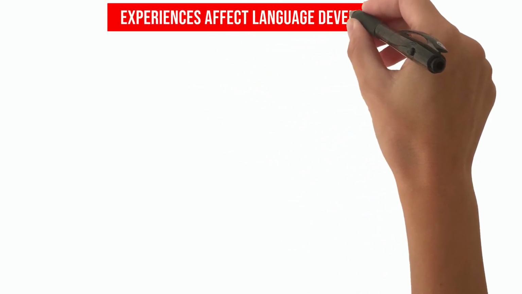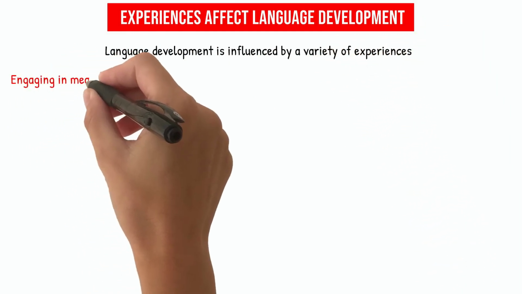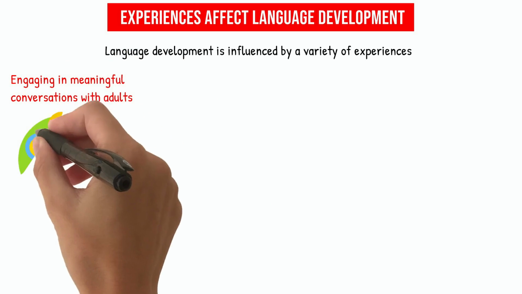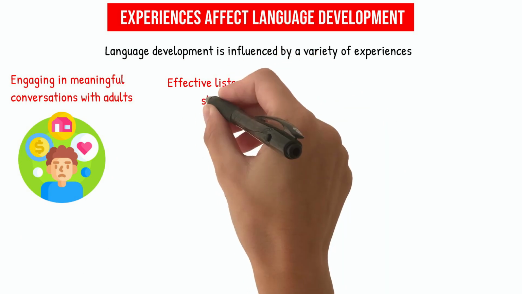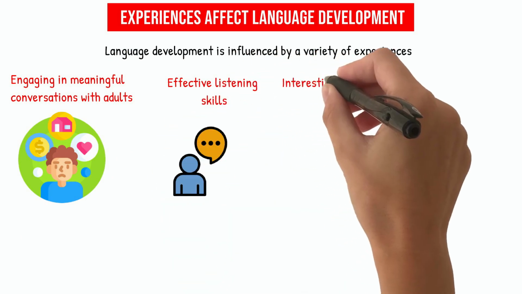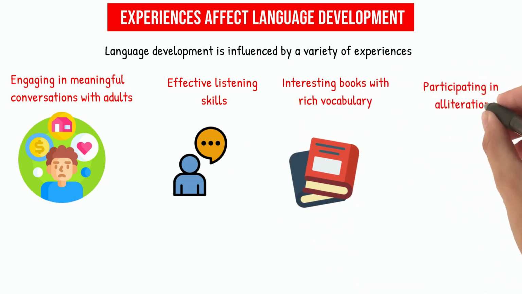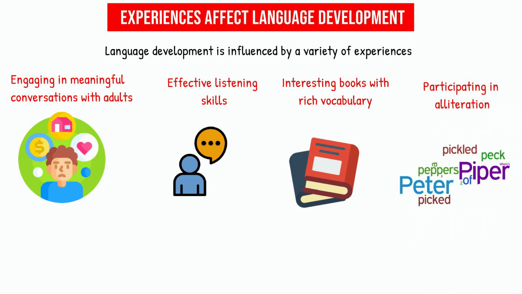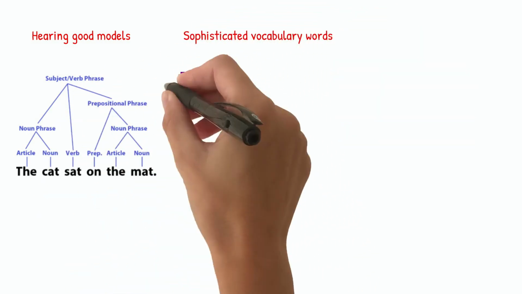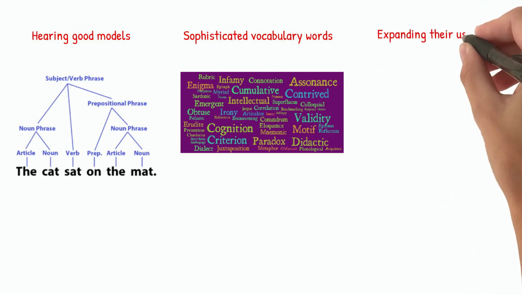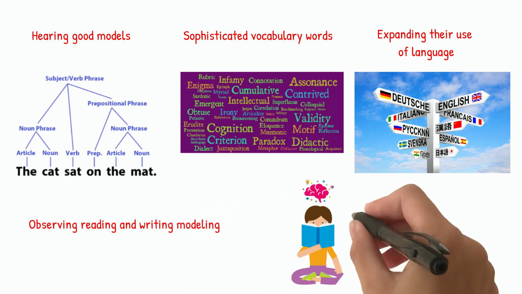Experiences affect language development. Language development is influenced by a variety of experiences, including engaging in meaningful conversations with adults and peers that require using speech to express ideas and needs; developing effective listening skills to better understand spoken language; being exposed to interesting books with rich vocabulary and engaging stories; participating in alliteration, rhyming, and segmenting activities that promote play with words; hearing good models using correct syntax and full sentences; being introduced to more sophisticated vocabulary words; expanding their use of language by producing longer, more complex utterances; observing reading and writing modeling that encourages the development of literacy skills.